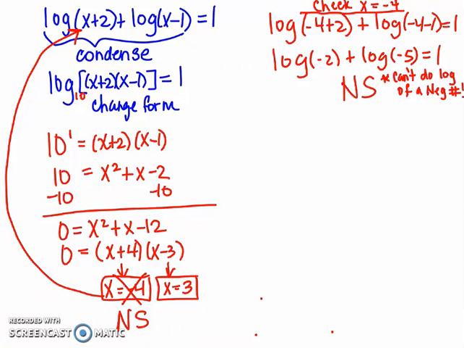And when we check x equals -4 and we plug that back in, we find out that this answer gives us no solution because you can't do the log of a negative number. Now, x equals 3 will work just fine. When we plug that back in, we'd have log 5 plus log 2 equals 1. So that answer is a good solution.